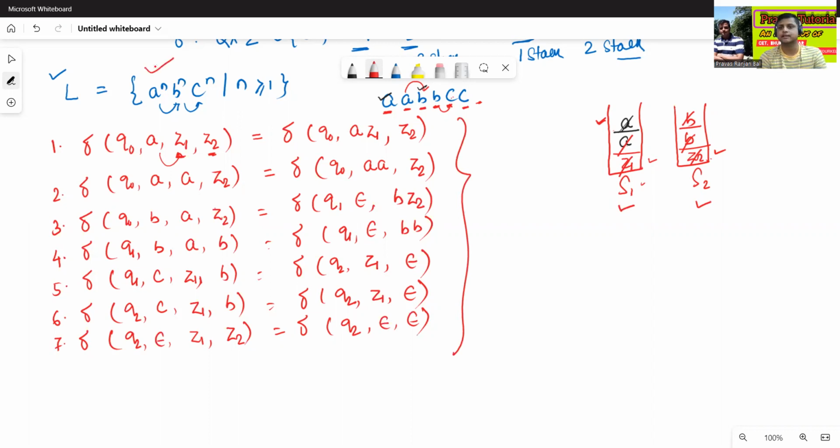We can similarly design the transition diagram also. How to design the transition diagram, I have already discussed with many examples in the case of pushdown automata. It is completely the same as pushdown automata and two-stack PDA. Please watch the first video of pushdown automata. In the next class we'll discuss one more example of two-stack PDA. Okay, thanks for watching.